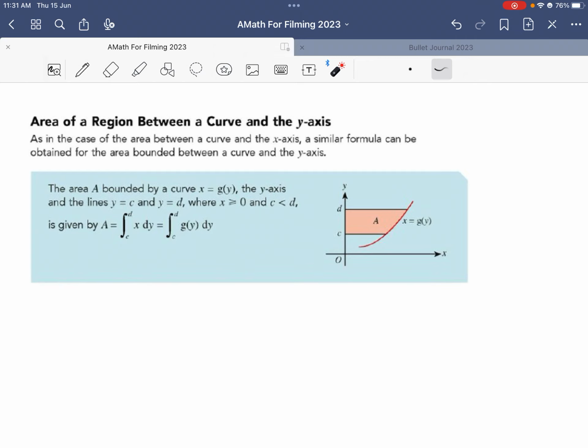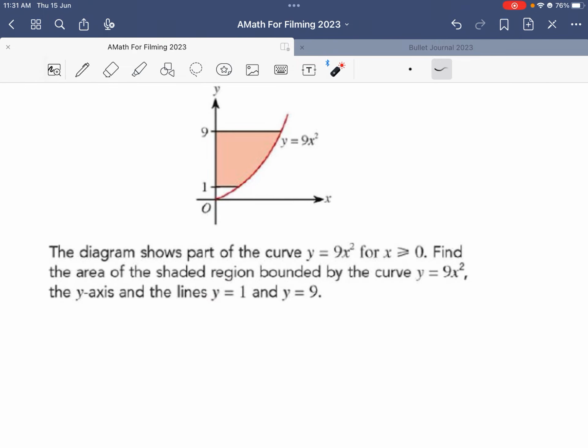So just remember, area between a curve and the x-axis, you integrate with respect to x. However, you need to change it around. If you want to find the area bounded by a curve and the y-axis, you need to integrate with respect to y.